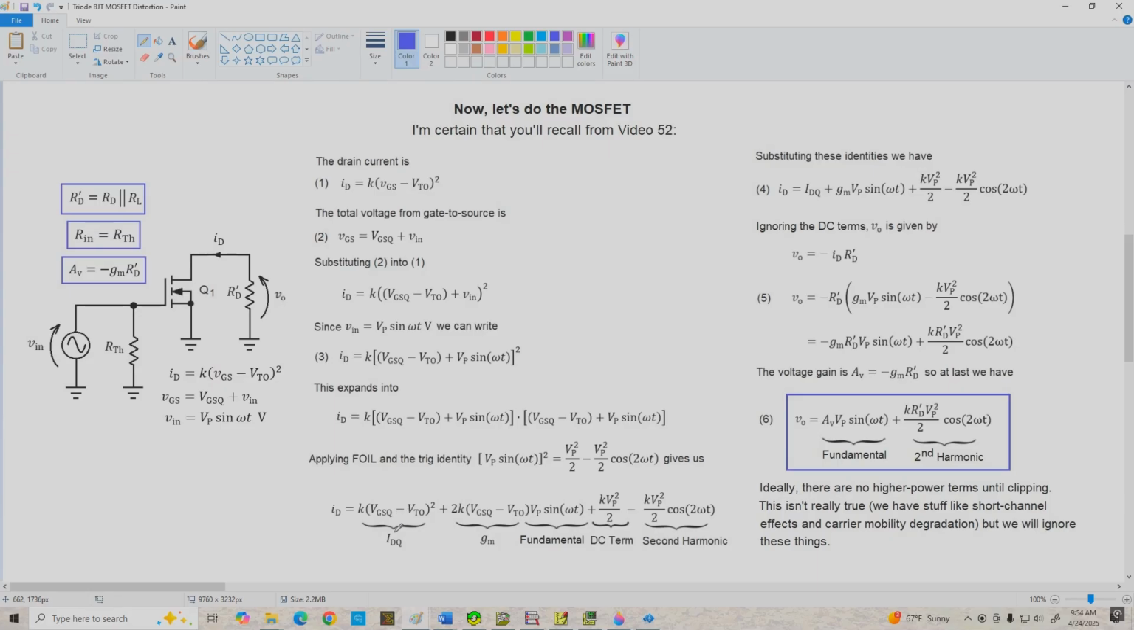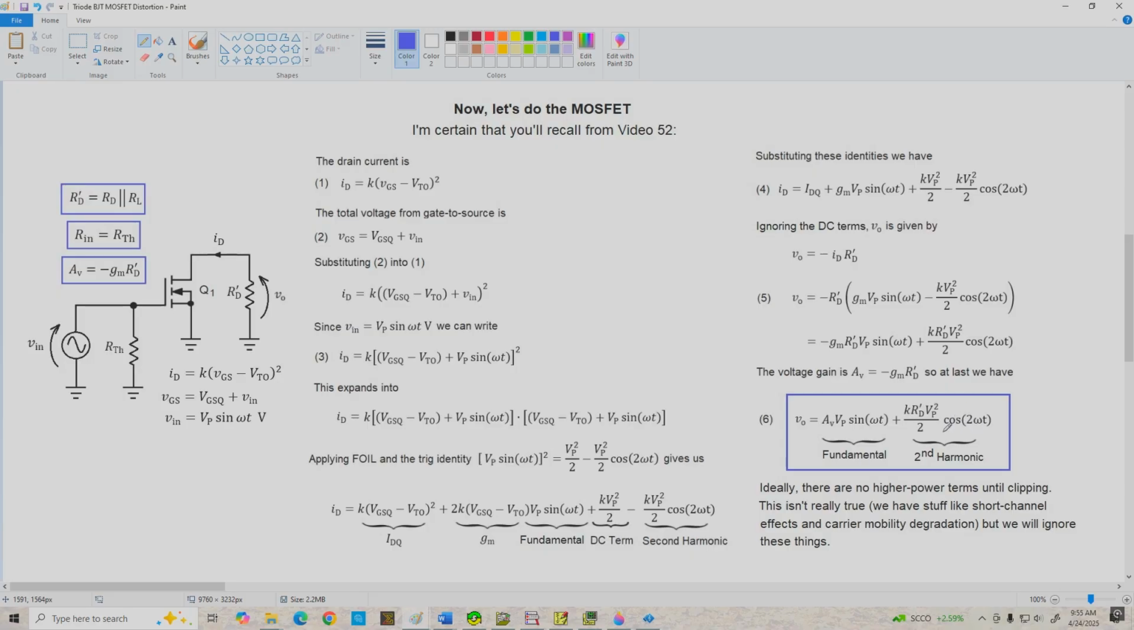We've got a term for IDQ, the transconductance, the fundamental, a DC term from the quadratic, and we get our second harmonic term on the output as well. And if we simplify this a bit by just substituting these identities, we end up with this drain current equation. Ignoring the DC terms, and finally, crunching through all the numbers and expressing it in terms of voltage gain rather than transconductance, we get our output voltage, which has a linear term, the fundamental, and a second harmonic term due to the quadratic.